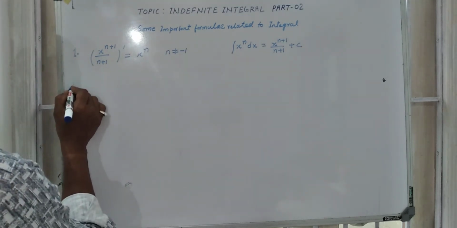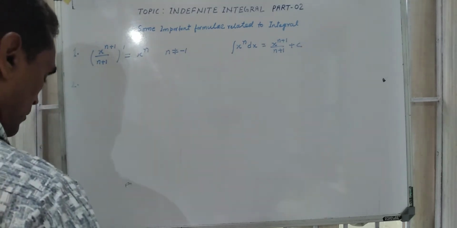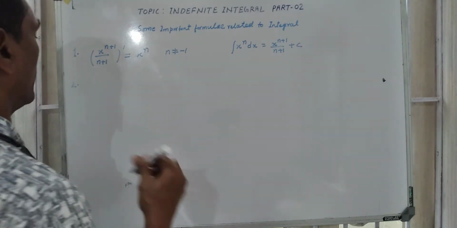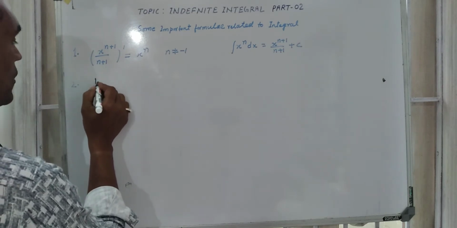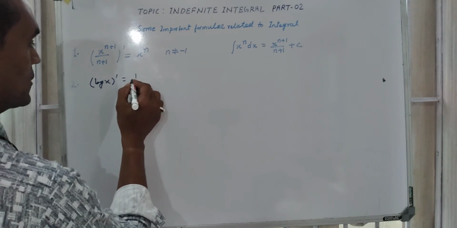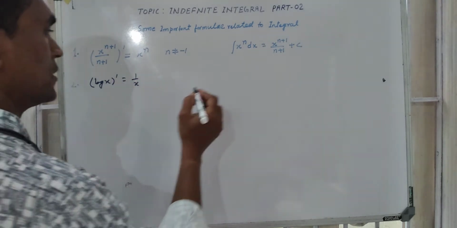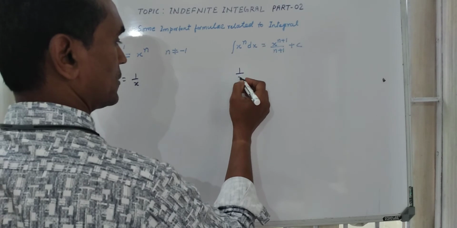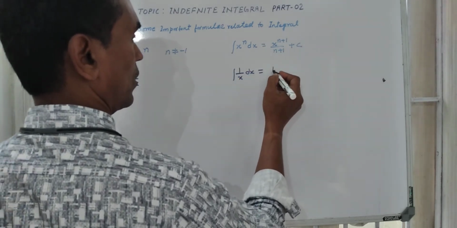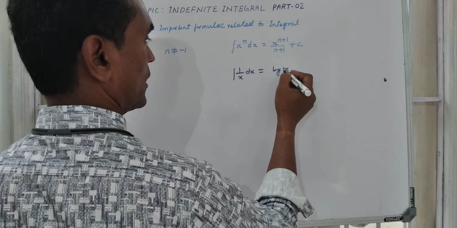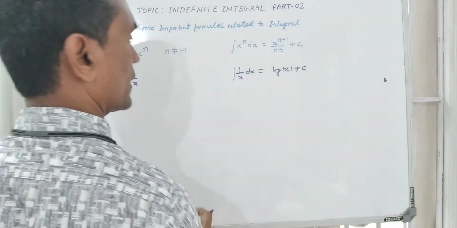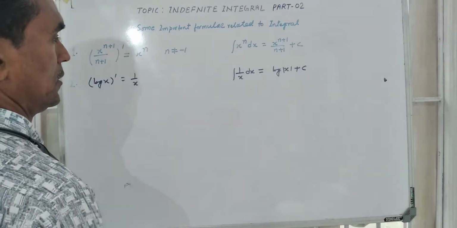Next formula is log x. So derivative of log x we know very well. Derivative of log x is 1 by x. So integral of 1 by x will be log modulus x plus c. We put modulus sign on this x because x cannot be negative.